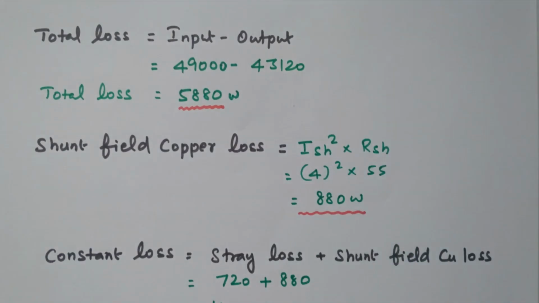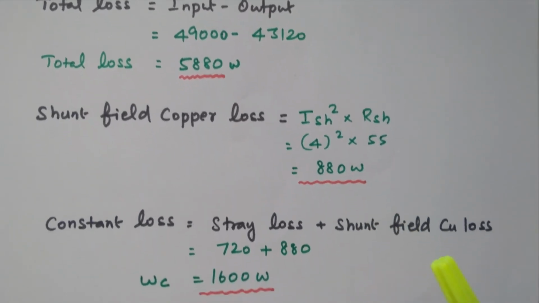5,880 watts. Right? So the total loss is calculated, and the stray loss is already given, so that we can find the shunt field copper loss. The shunt field copper loss is nothing but Ish square into Rsh. The Ish we already calculated, 4 ampere into 55, so 880 watts. So the shunt field copper loss equals 880 watts.